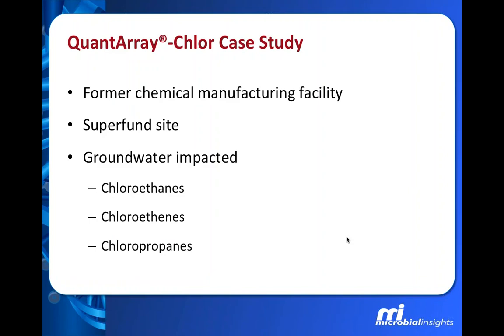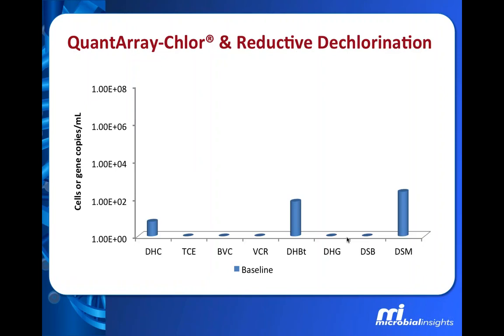Let's jump into that quickly to show you how the quantarray results in the MI database can be used for anaerobic biodegradation. This particular site is a former chemical manufacturing facility. It's a Superfund site, and groundwater is impacted by a variety of chlorinated ethenes, ethanes, and chlorinated propanes. So here I've shown the quantarray results for organisms and functional genes that are involved in reductive dechlorination. You'll see those along the x-axis there. The y-axis gives us our quantification. And typically you wouldn't want to base your assessment on a single sample, but for simplicity, I'm just showing the results from one baseline sample.